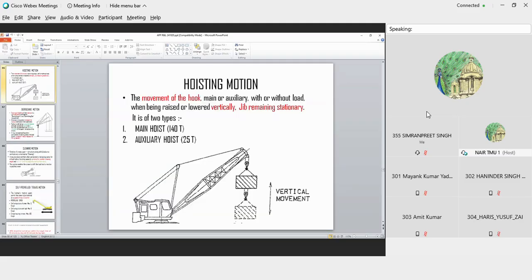Now, these are the various movements which you should keep in mind. This is called hoisting. When we say that the crane has started hoisting, that means the main hoist or the main hook has started lifting or lowering the weight. This is called the hoisting motion. The jib is in stationary condition. We have fixed one location of the jib and the load is being lifted up or lowered down.